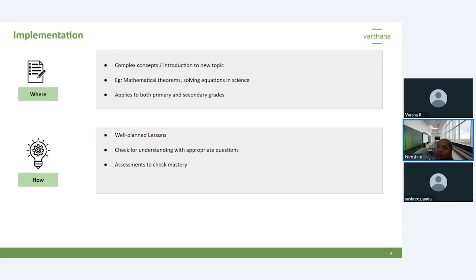And how this is implemented: the teacher has a constructive lesson plan, or prepares a pattern to deliver it in the classroom. The teacher also does a lot of checks for understanding by asking appropriate questions, or initially when they start the lesson, they talk about the previous topic in order to test the prior knowledge of the child. All these things happen inside the classroom. And as I mentioned earlier, we use assessments to check mastery. So teaching remains a separate entity and assessment remains a separate entity.